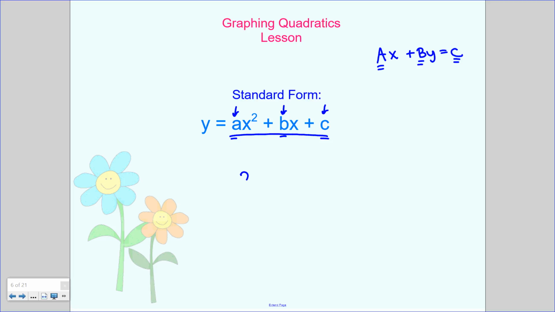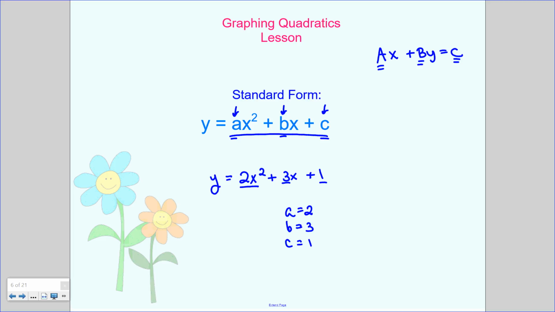So let's say I had 2x squared plus 3x plus 1. A would be 2 because it's by the x squared. B would be 3 because it's by the x to the first. And C would be 1 because it is the constant by itself. And this will be equal to y. We'll be graphing these so we have our x and our y values to represent the infinite points that could potentially lie on this quadratic graph.